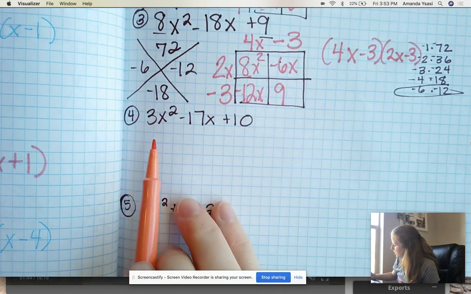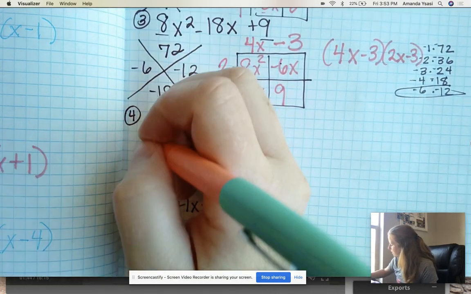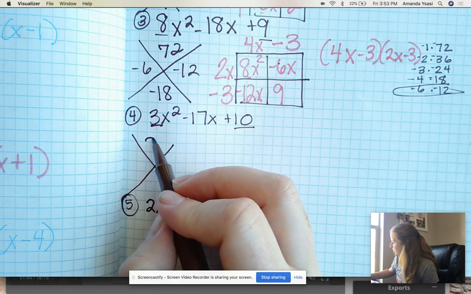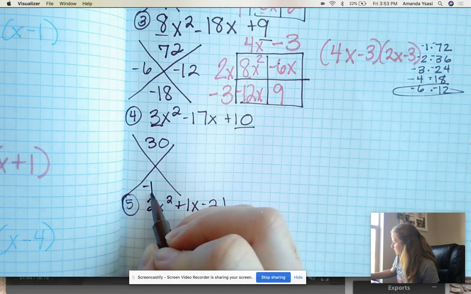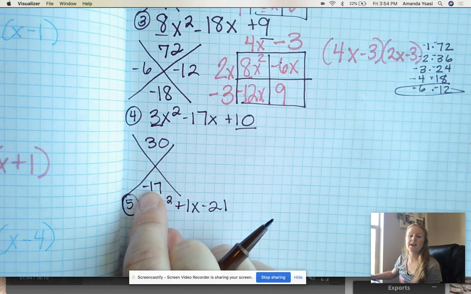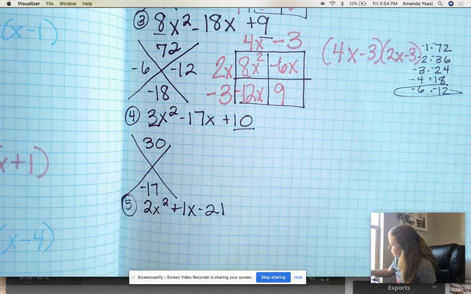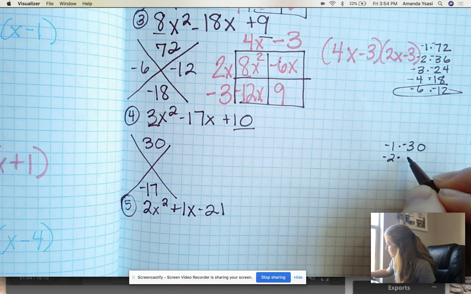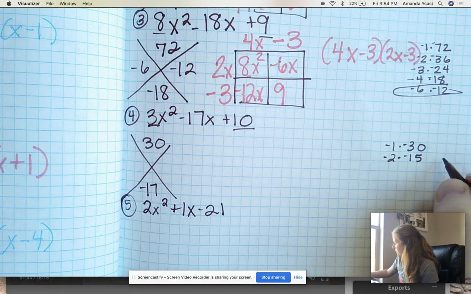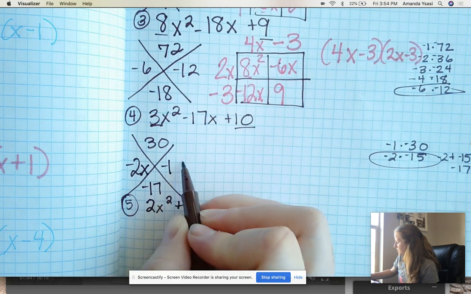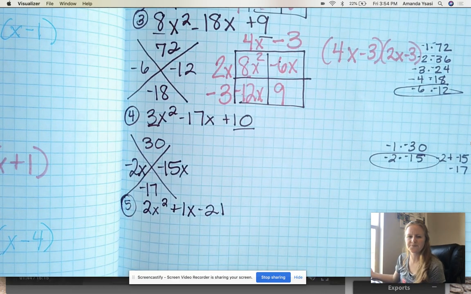Let's go to the next one. 3x squared, negative 17x, 10. There's nothing in common, so we'll start with the x box. So 3 times 10 is 30 with a sum of negative 17. So in order to get a positive product, they have to be the same sign. Negative sum, they're going to both be negative. So negative 1 times negative 30, no. Negative 2 times negative 15, I think that works. Negative 2 plus negative 15 is negative 17. So that is it. Negative 2x and negative 15x. I guess I didn't have to put the x there.